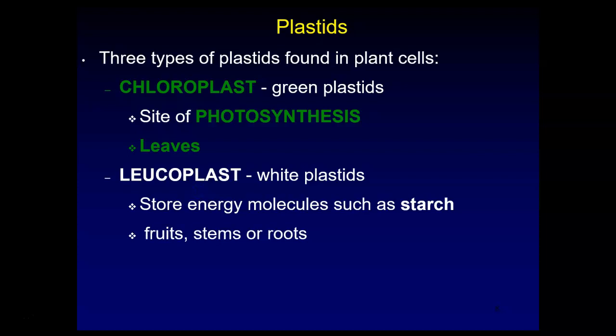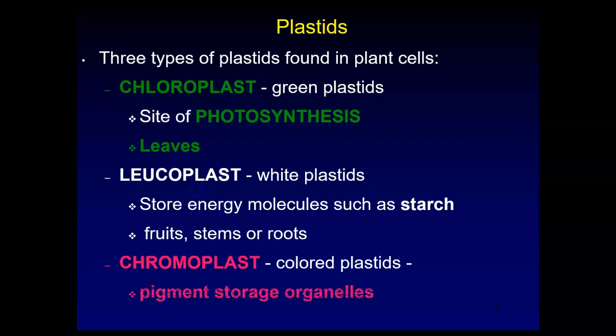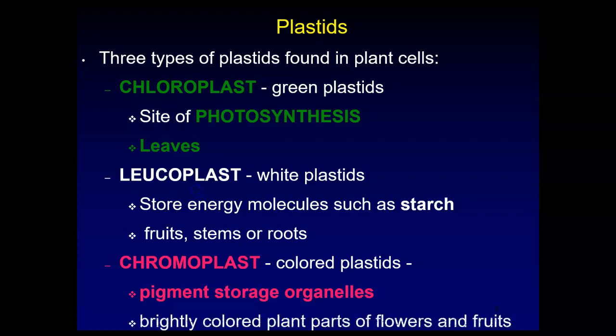And then finally, the chromoplasts. The chromoplasts, these are what we refer to as our colored plastids. So they have many different colors. So all those beautiful colors that you see in the brightly colored parts of plants and fruits and flowers. This is the pigment storage organelle that's going to be responsible for all those beautiful colors that we see.